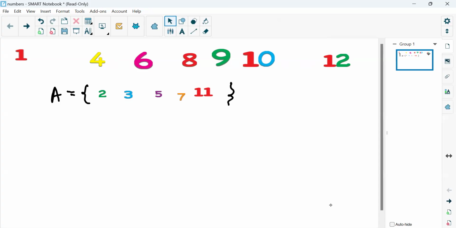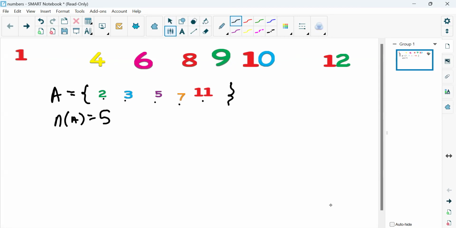What else did they say? They said we should give them the number. Let's go and give them the number. How many are in A? So I'm going to say n(A). This is given by counting 1, 2, 3, 4, 5. So the number of A is 5.